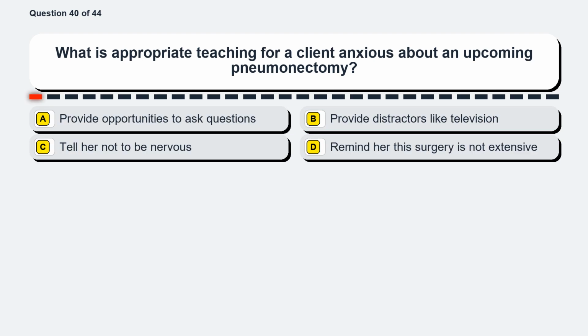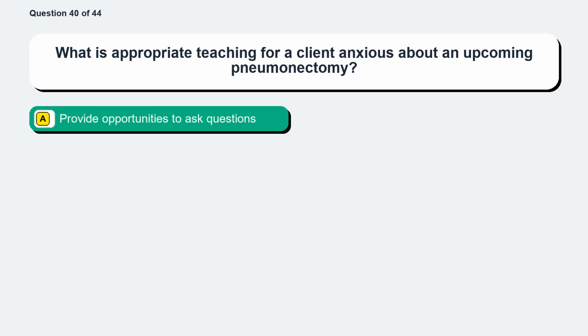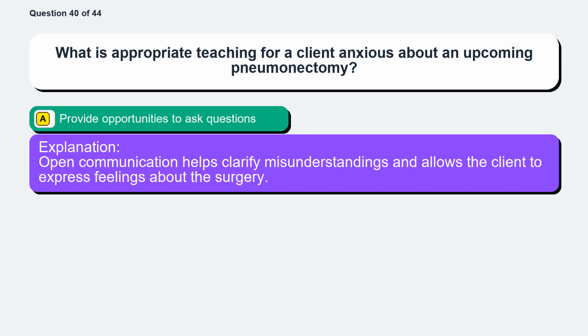Question 40. What is appropriate teaching for a client anxious about an upcoming pneumonectomy? Option A. Provide opportunities to ask questions. Option B. Provide distractors like television. Option C. Tell her not to be nervous. Option D. Remind her this surgery is not extensive. The correct answer is option A. Provide opportunities to ask questions. Open communication helps clarify misunderstandings and allows the client to express feelings about the surgery.